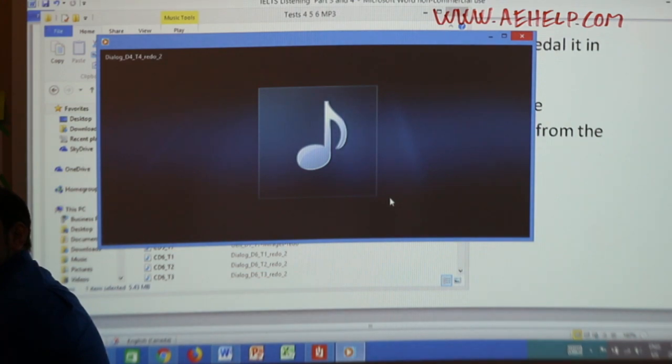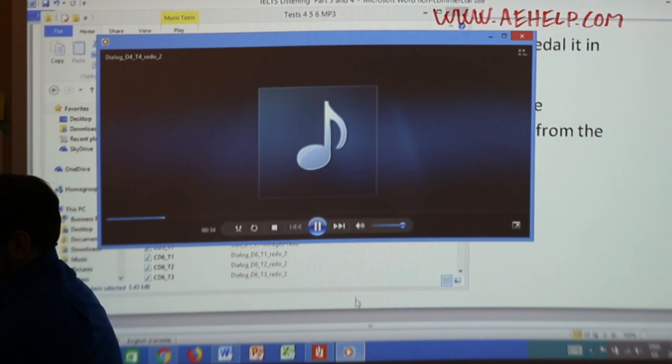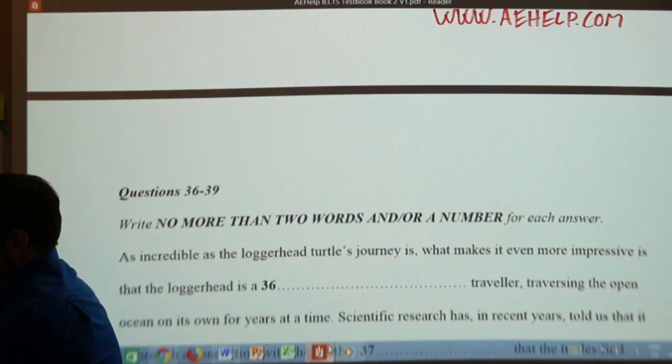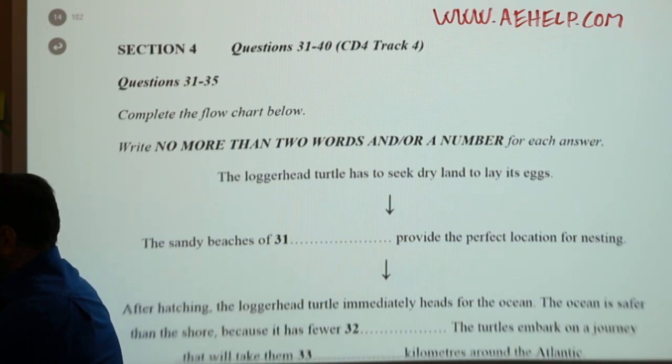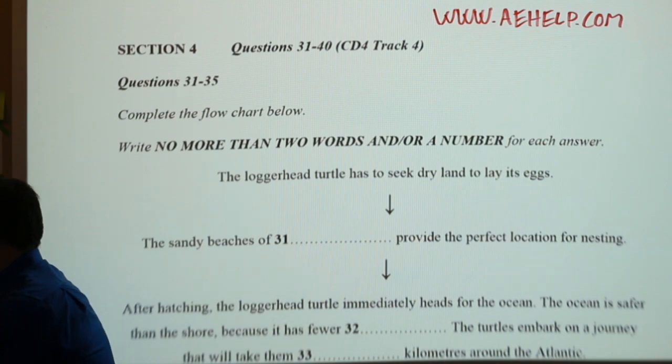Listening section 4. You will hear a professor discussing the migration of loggerhead turtles. Now listen carefully and answer questions 31 to 40.